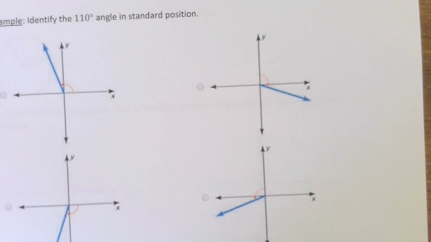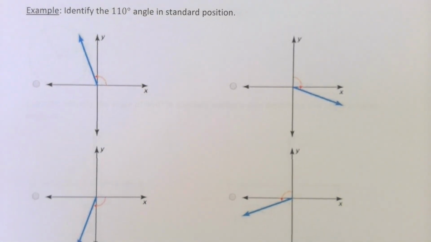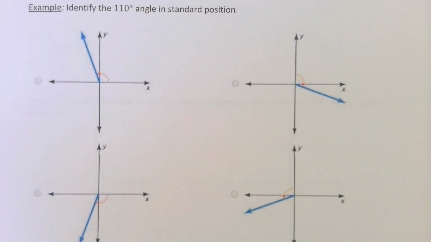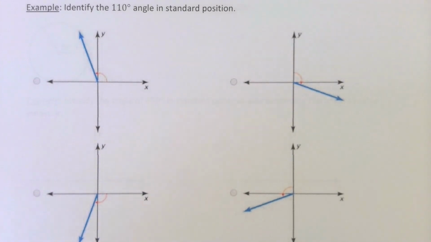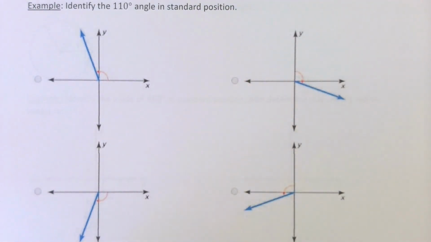We are to identify, and this is from an online assignment that my students are about to do, and the graphics didn't come through so hot, but I think we'll get by. Identify an angle that's in standard position. There it is again. That's 110 degrees.